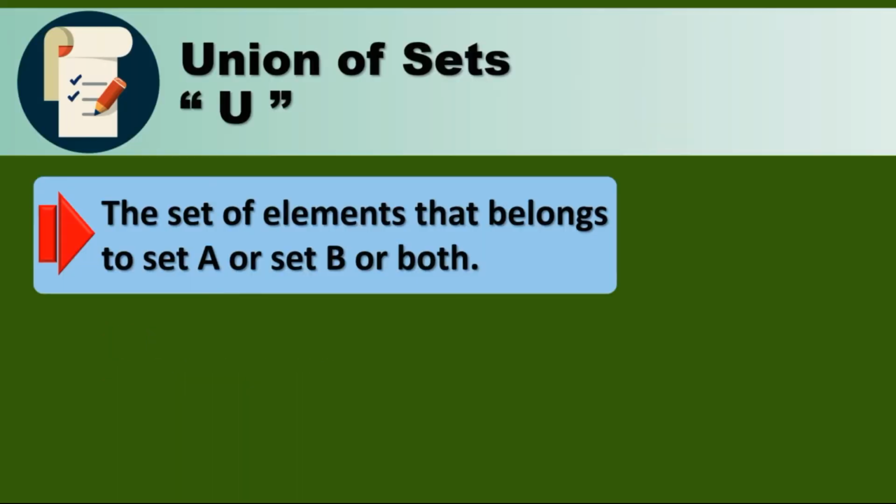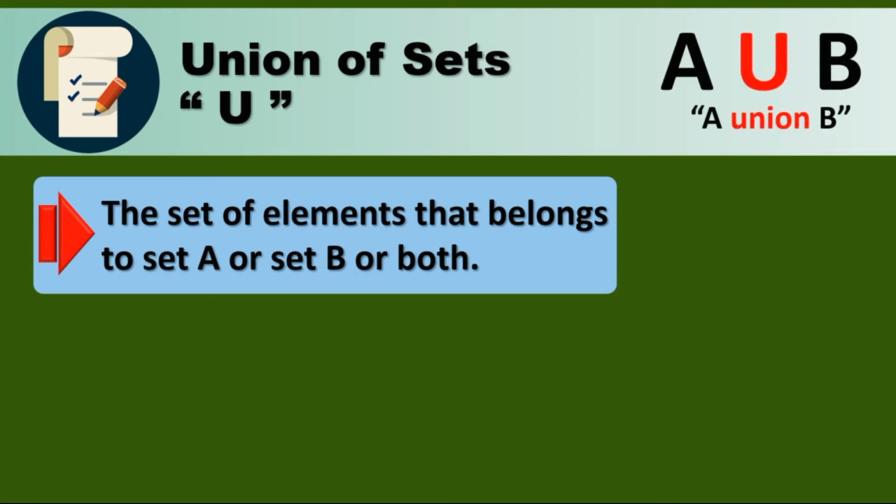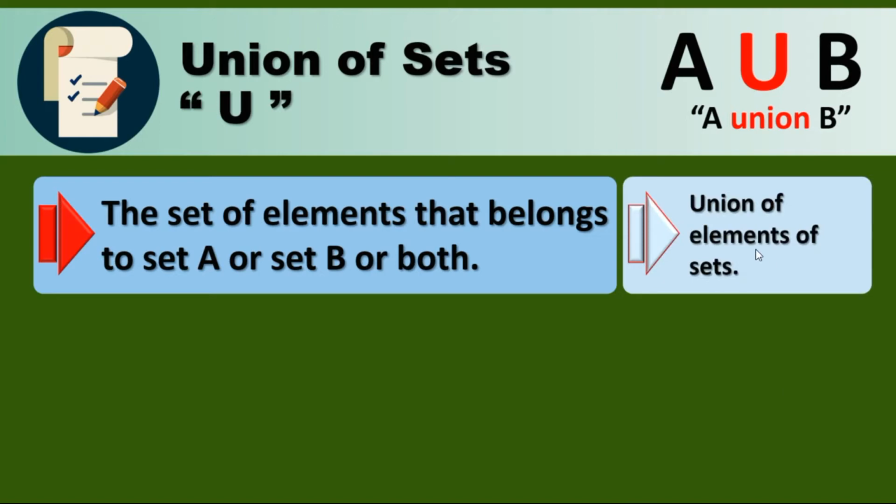Our first concept, union of sets. It's denoted by letter U. The set of elements that belongs to the set A or set B or both is denoted by A union B, or simply the union of elements of sets.